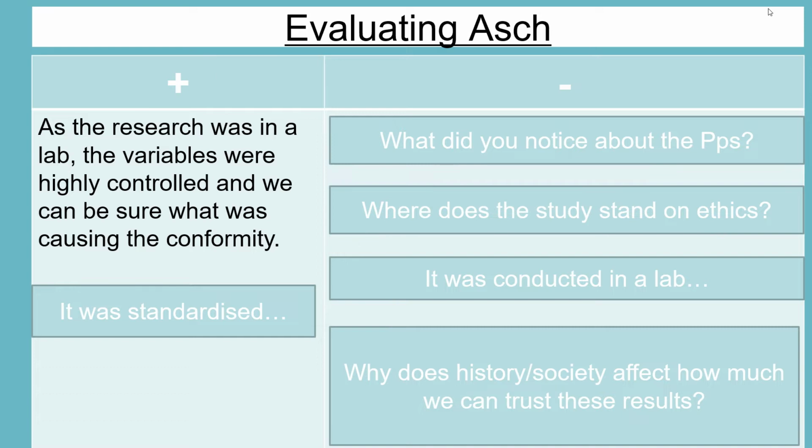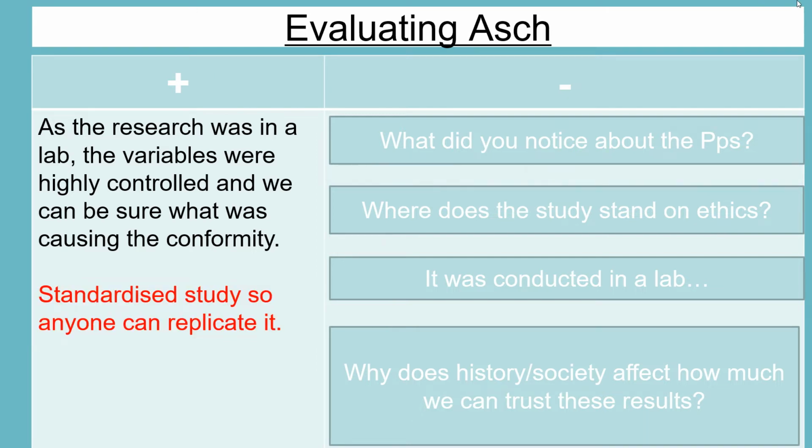With only one variable changing, we can be absolutely certain of what it is that was causing the conformity to happen. The other good thing about being in a controlled lab setting is that the researchers could standardize the study, a very strict and clear set of instructions, so that it can be replicated. It has been replicated lots of times, and the results are always the same, so it's a very reliable study.